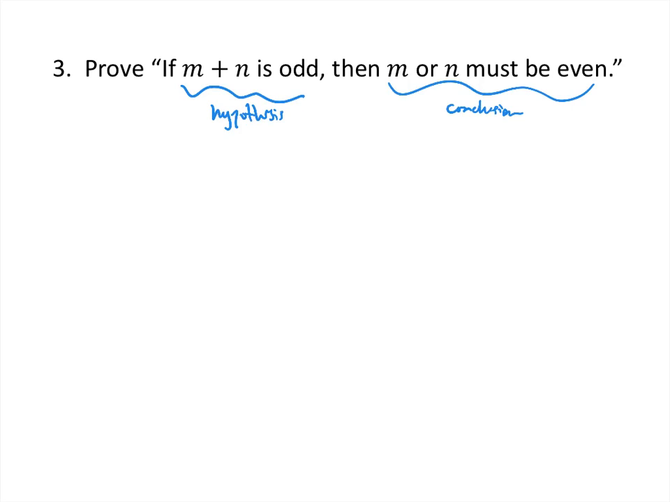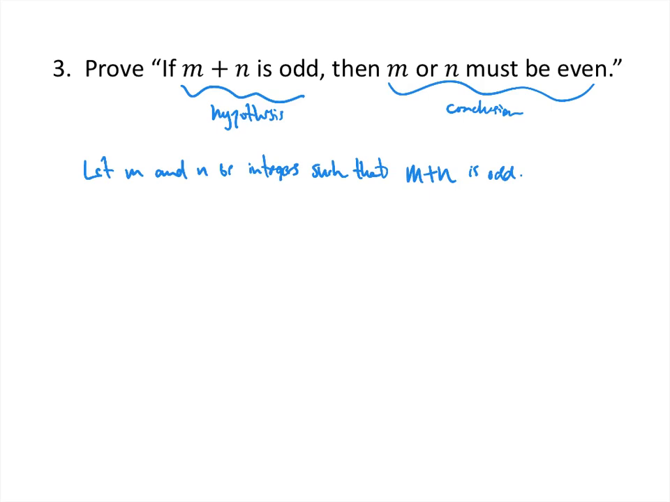So we start with the hypothesis. We say let m and n be integers such that m plus n is odd. Now, we're not exactly sure what to put as our conclusion, right, because we need to prove that m or n is even, so we're not really sure if we're going to be proving that m is even or whether we're going to be proving that n is even. So we're not sure what to do at the end there. But let's keep proceeding from the beginning here.